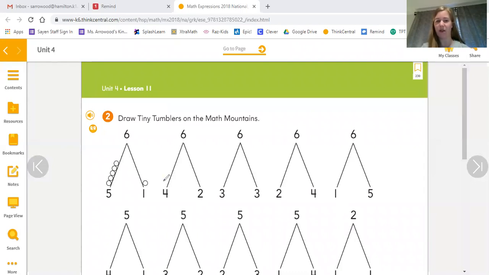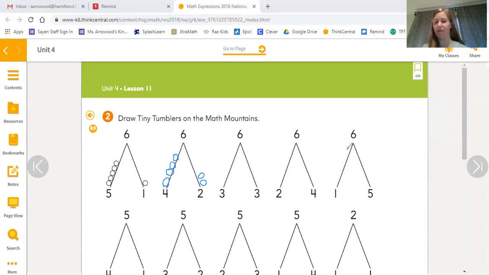So on this side, I'm going to draw 1. And again, it's really hard with this pencil, but you're going to try your best to do it on your paper. 2, 3, and 4. And then I look at the other side of my math mountain and 2 tumble down this side. 1, 2. And if I add my 4 on this side and my 2 on this side, I get 6 that live on the mountain all together.